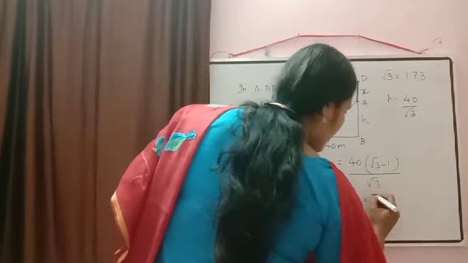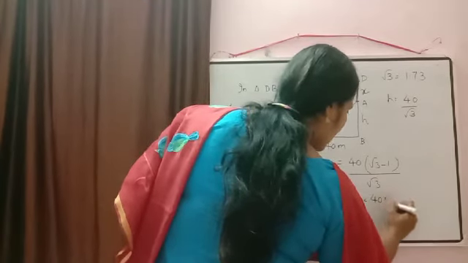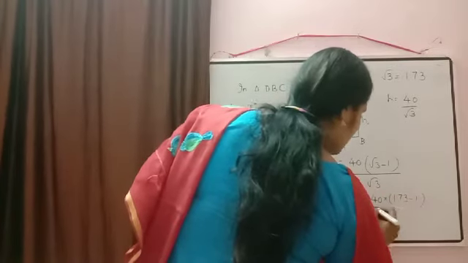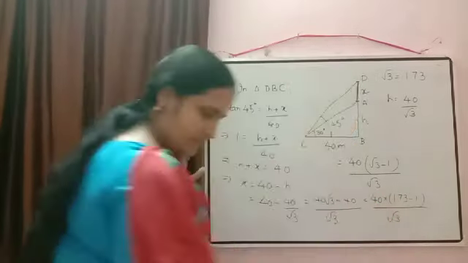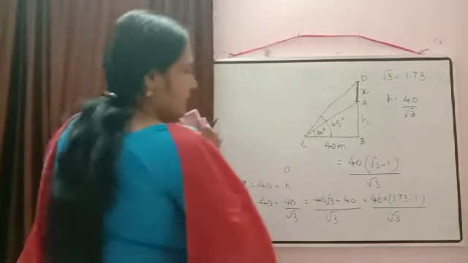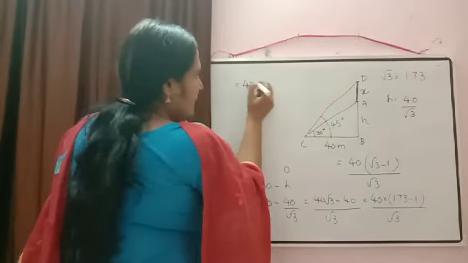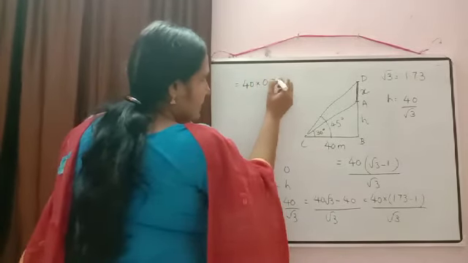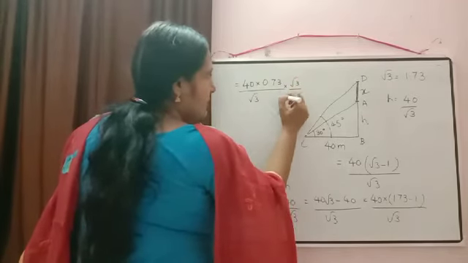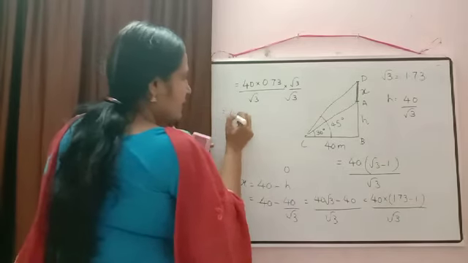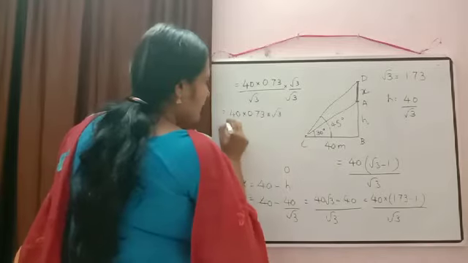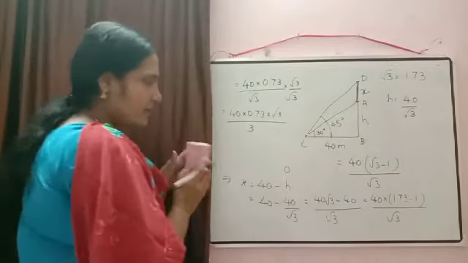Now here 40 into, now we can substitute the value here, 1.73 minus 1 by root 3. So 1.73 minus 1 will be equal to 0.73. So we will get there 40 into 0.73 by root 3. So here we can rationalize it, root 3 by root 3. Then we are getting here 40 into 0.73 into root 3 by 3.